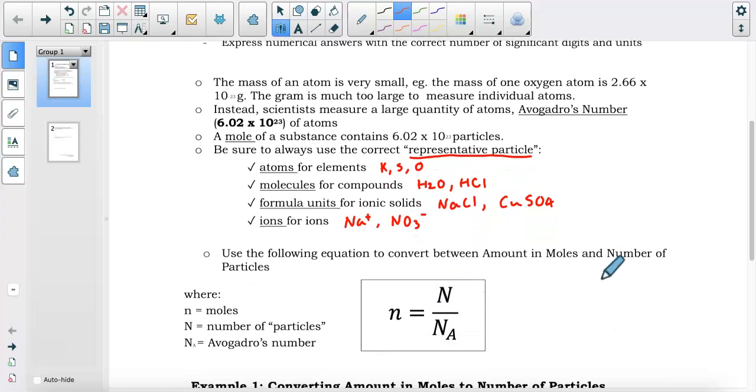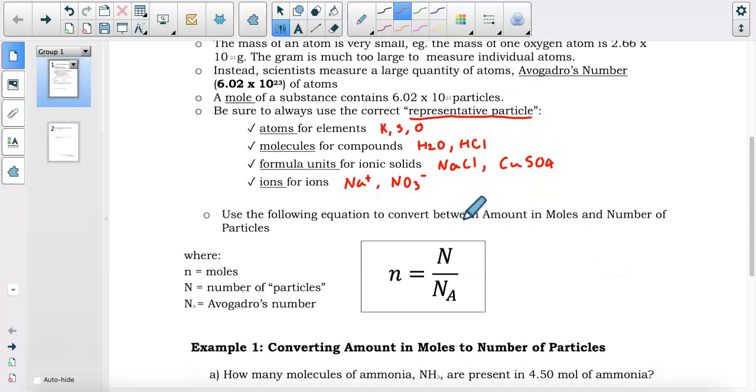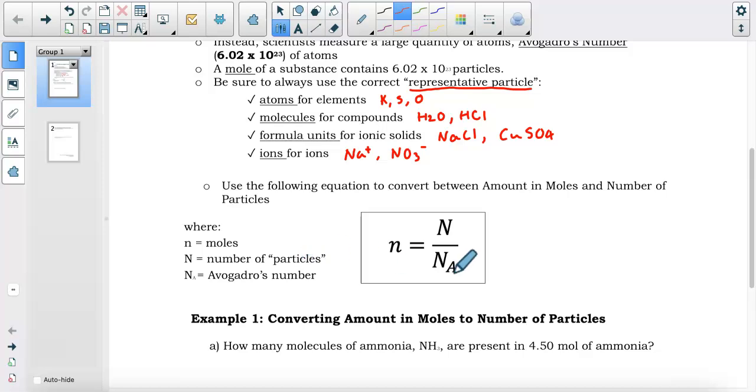When we want to convert between an amount in moles and the number of particles, we can use this equation here, which again you will be given on any assessment. Your goal is to understand how to use this equation. The lowercase n represents the number of moles. The capital N is the number of particles, and that's in quotations because you could have any one of these particular examples. And then you have Avogadro's number, which is 6.02 times 10 to the 23.